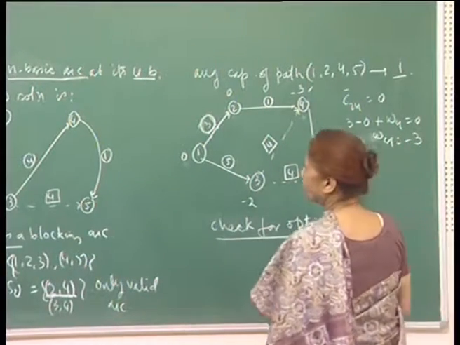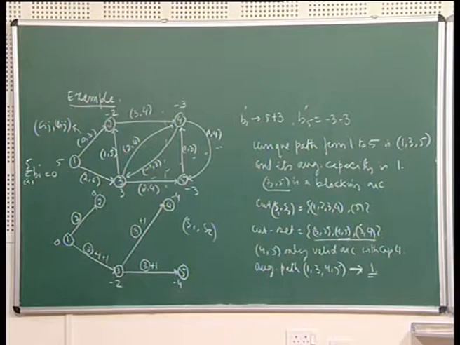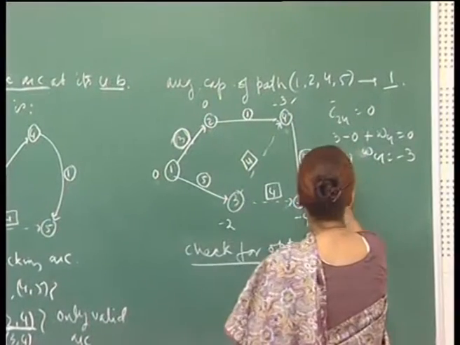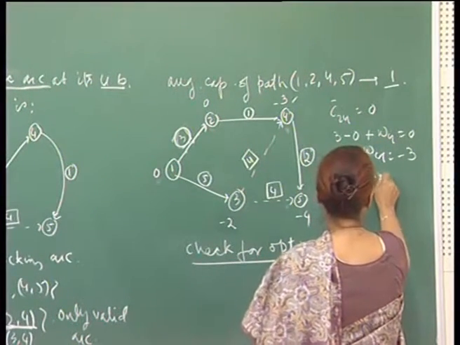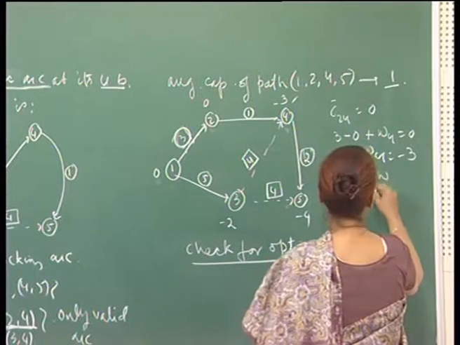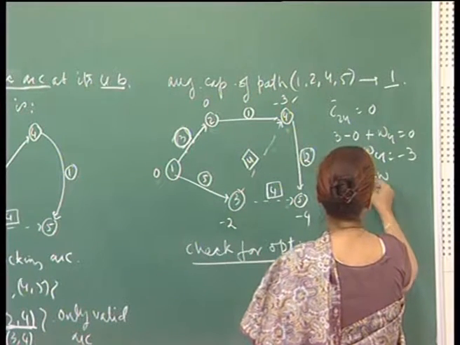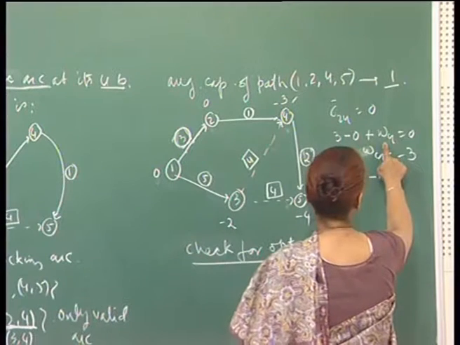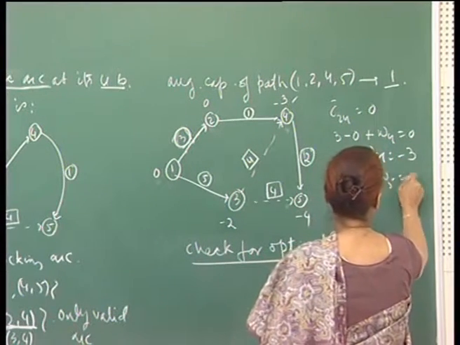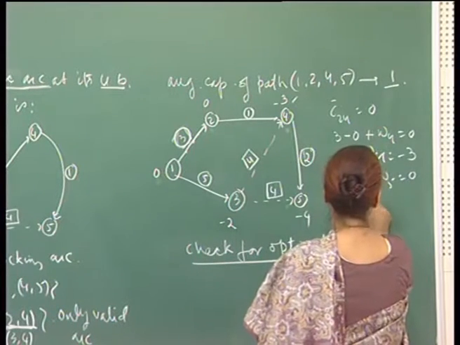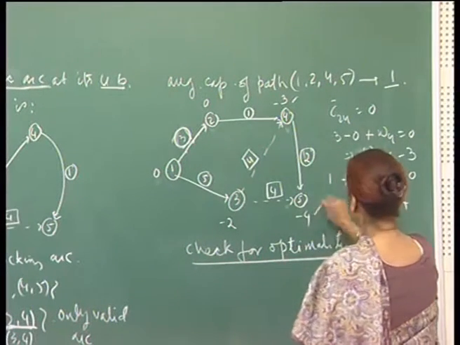Then for 4 5, what is the cost? For 4 5, the cost is 1. So, 1 plus 3 minus W 5. Oh, okay. Why am I writing 3 minus 0 plus W 4? This is minus plus, okay, plus W 5 is 0. So, which implies that W 5 is minus 4. So, this is it, right.